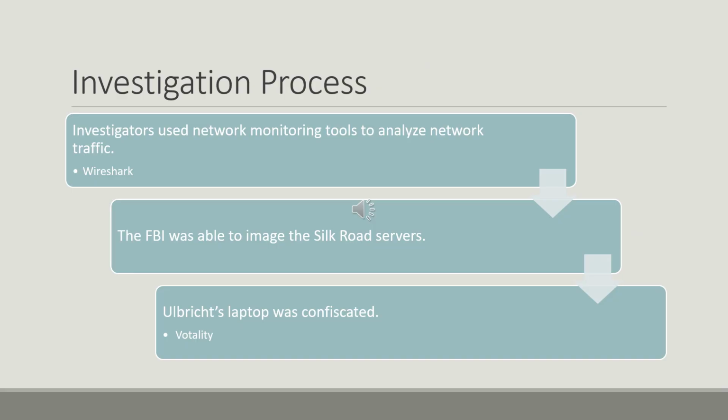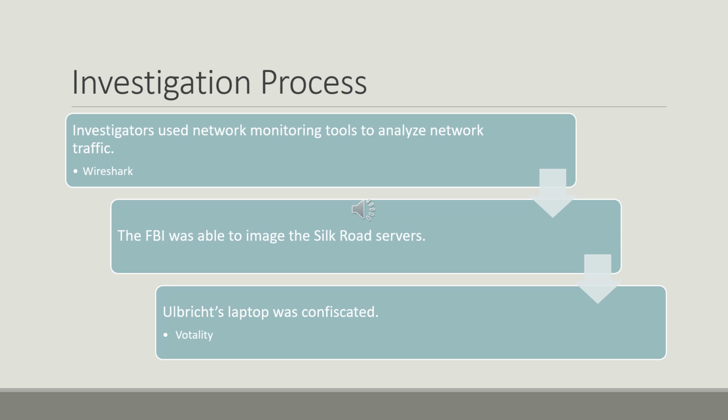Investigators used network monitoring tools to analyze network traffic. This allowed them to narrow down IP addresses, which identify each device on a network. In addition to identifying IP addresses, monitoring the network also allowed investigators to find any deficiencies or weaknesses within the network. Wireshark is one of the network tools previously mentioned that was used by investigators.